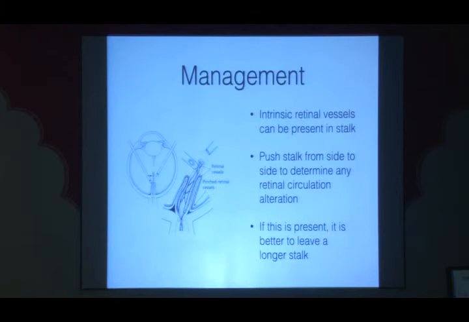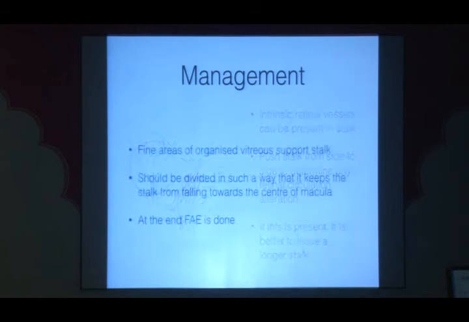So you have to look at the possibility of retinal vessels coming into the stalk, and sometimes cutting without realizing this can lead to ischemia of the retina. So you should be very careful to assess whether the normal vessels are migrating into the stalk, and if you're not sure, better to leave a large stalk without damaging the normal vasculature.